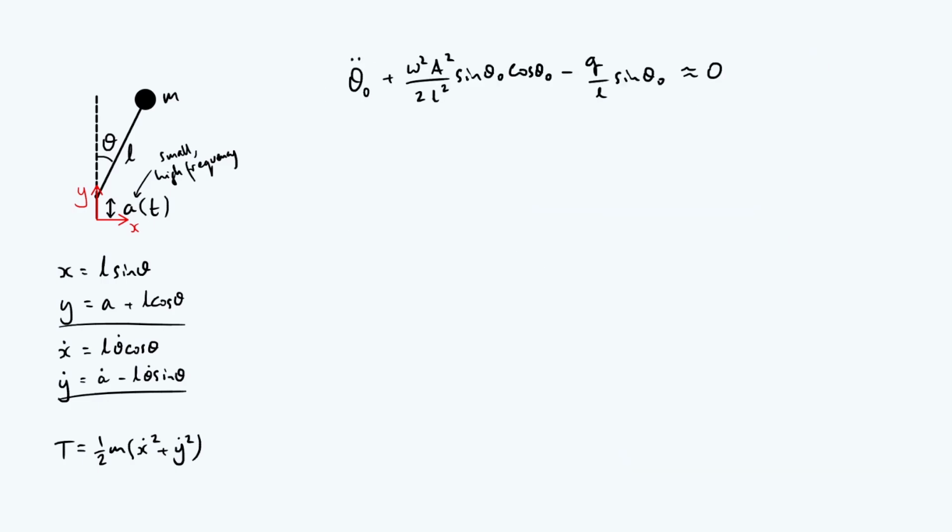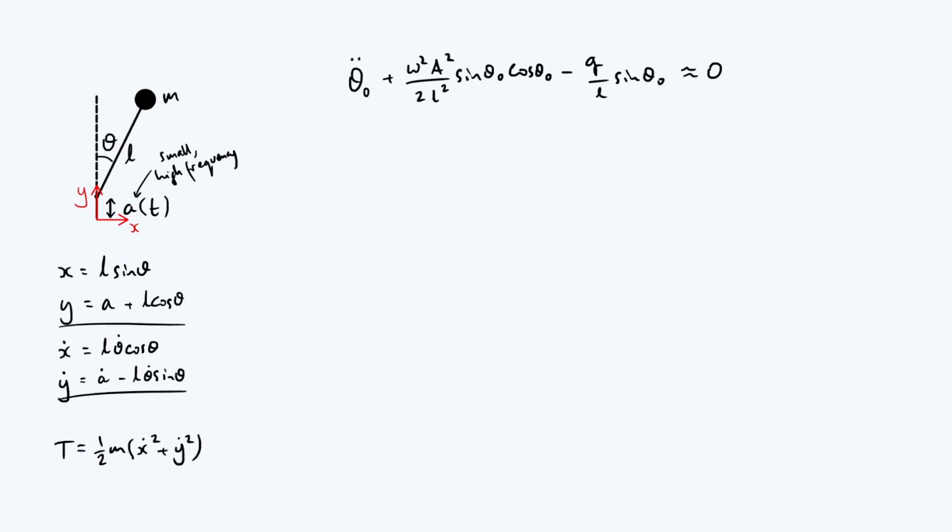But this is nice because we have an equation of motion that only involves theta naught. It doesn't involve delta at all because we've separated it out based on timescales. So if we only care about the long-term behavior of the pendulum rather than the very fine details, we can just forget about delta and just solve this equation, or at least investigate the behavior of this equation of motion in terms of what theta naught is doing.